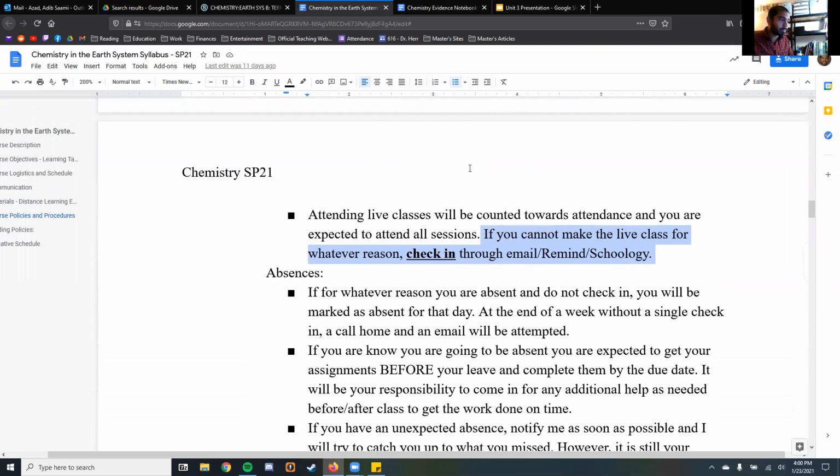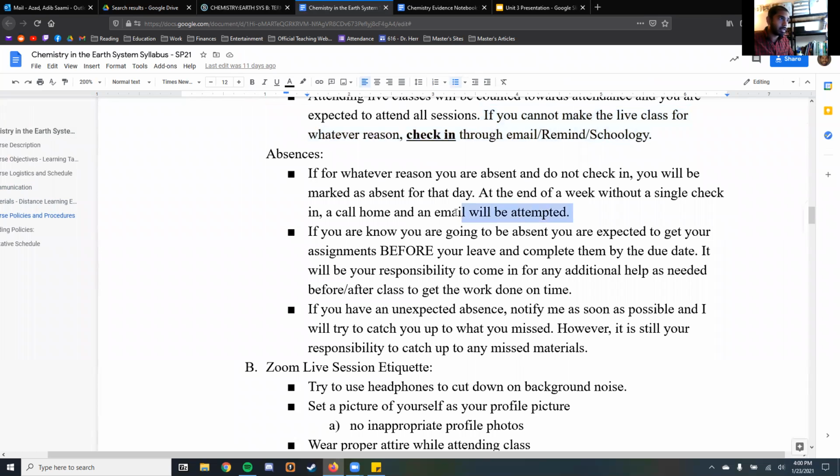Let's scroll down here. And this is something I'm going to try to do as well. At the end of the week, without a single check-in, I'm going to attempt to call home and I'll attempt to send an email. If I can't do either, I mean, you'll know that I tried.